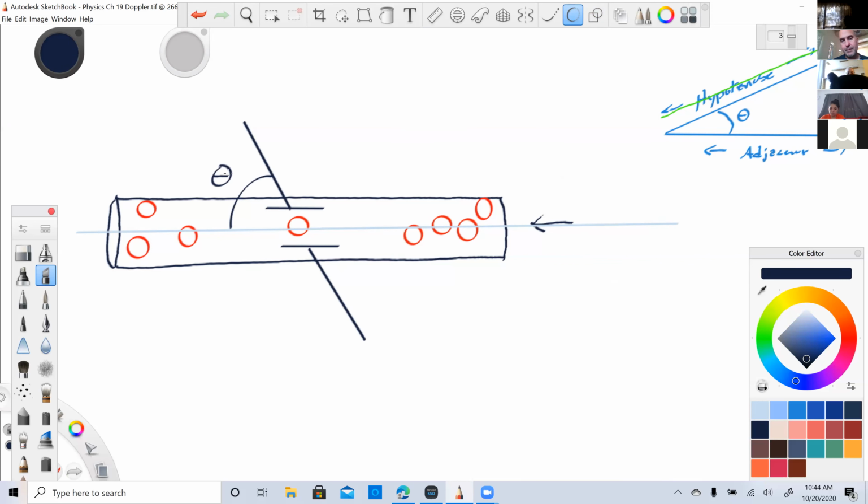There's my theta angle. I could measure it from over here. Same difference. So that is the one we want to keep, 60 degrees. And that looks to be about 60 degrees or less.